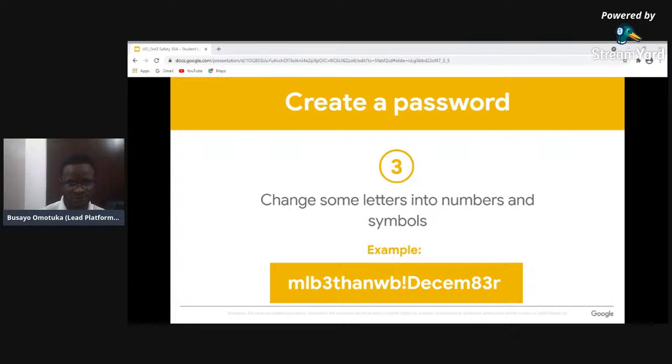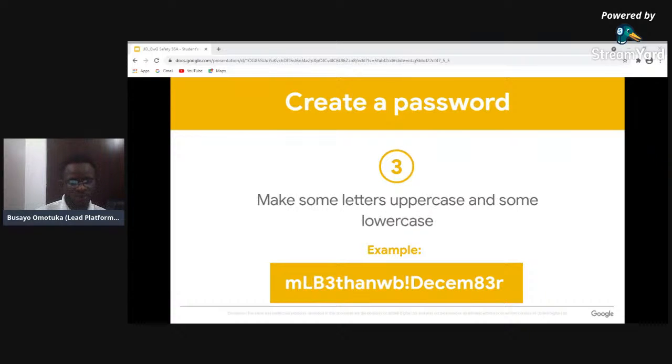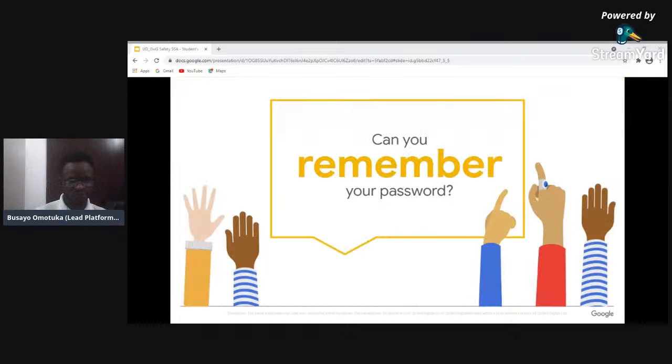So this is another example. You can ask them to change letters into numbers and symbols just to mix them together to form a very strong password. So make some letters uppercase and some lowercase, right? So this is a very good practice. Make some letters uppercase, make some lowercase.